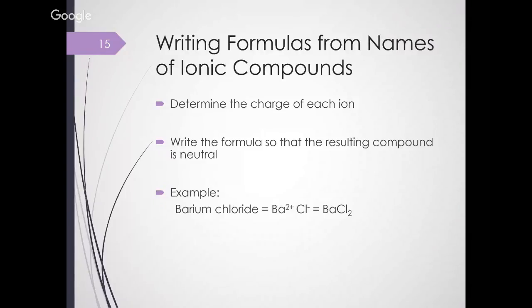So, writing formulas from names of ionic compounds. We always have to make sure that we're determining the charge of each ion, and we write the formula so that the resulting compound is neutral. So for example, barium chloride. I know that Ba is a +2 because it's a group 2 metal. Chlorine is a -1 because it's a group 7 nonmetal. I do my crisscross and I end up with BaCl2.